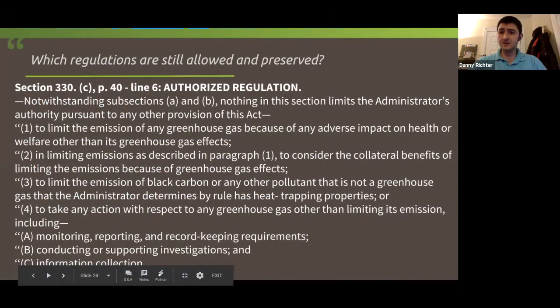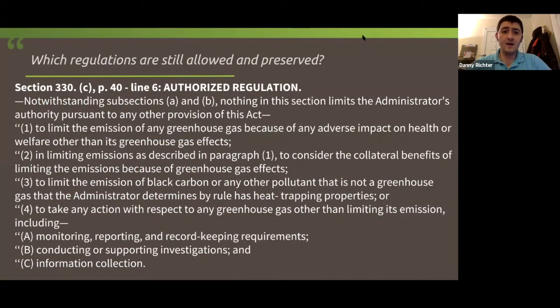And so what the text says is this: notwithstanding subsections A and B. Now subsections A and B are the subsections that put the pause on regulatory authority. Nothing in this section limits the administrator's authority pursuant to any other provisions of this act: 1, to limit the emission of any greenhouse gas because of any adverse impact on health or welfare other than its greenhouse gas effects. So the EPA can still regulate greenhouse gases if they are making people sick, or they can regulate it on welfare other than its greenhouse gas effects.